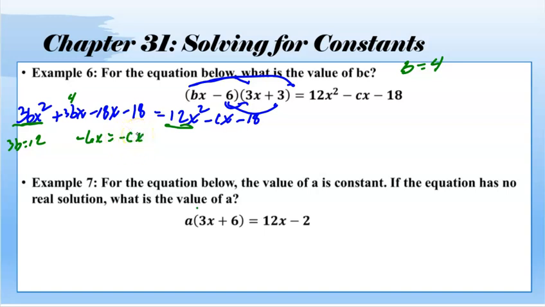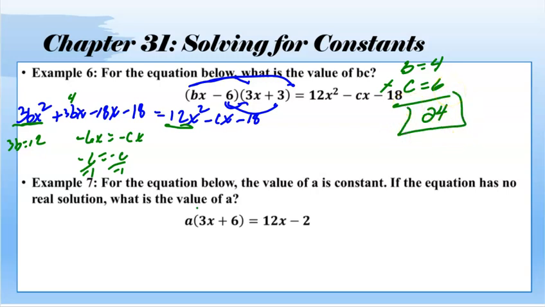So if I take out the x's, I'm left with negative 6 equaling a negative c. But I don't want to find out what negative c is. I want to know what c is. So I divide by negative 1 on both sides. And c is going to equal 6. So if I multiply those two together, I would get BC equaling 24.